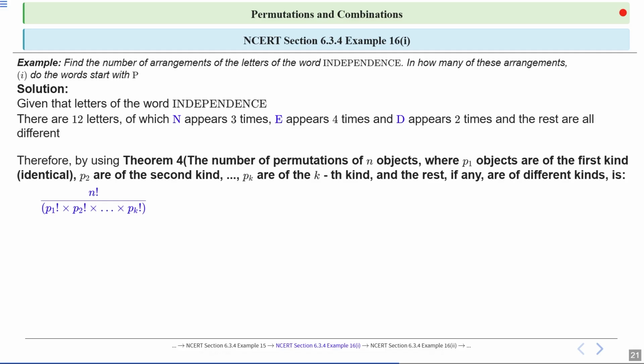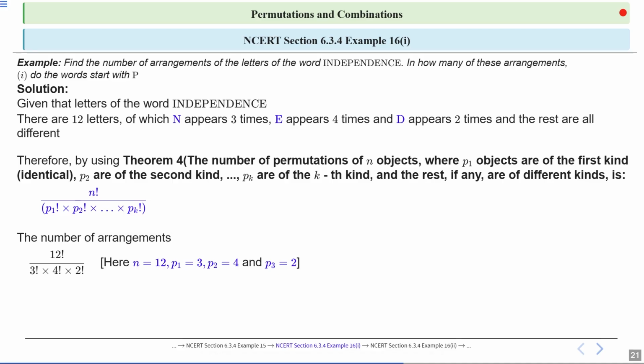Now, we will use theorem 4. Theorem 4 states that the number of permutations of n objects where p1 objects are of the first kind, p2 objects are of the second kind, and pk are of the kth kind, and the rest are of any other different kinds, is n factorial upon p1 factorial into p2 factorial into dot dot dot pk factorial. The number of arrangements is 12 factorial upon 3 factorial into 4 factorial into 2 factorial, since here n is 12, p1 is 3, p2 is 4, and p3 is 2.